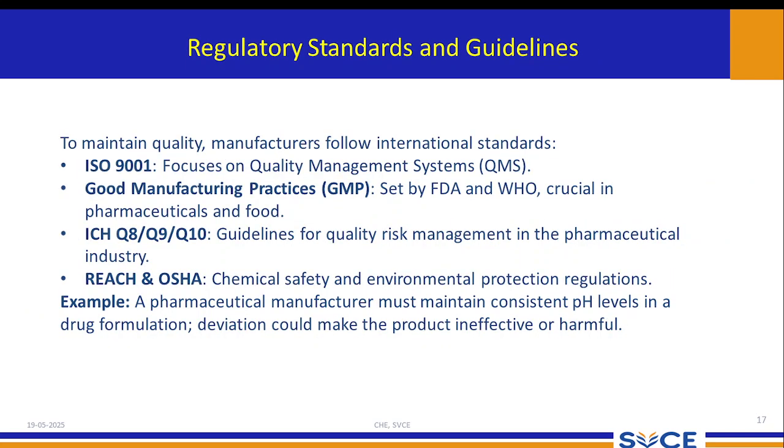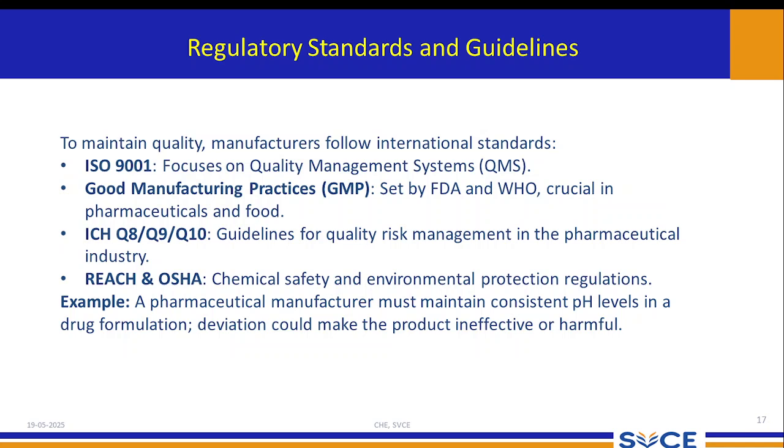To maintain quality, manufacturers follow international standards. ISO 9001 focuses on quality management systems. Good manufacturing practices, set by FDA and WHO (World Health Organization), are crucial in pharmaceuticals and food. ICH Q8, Q9 and Q10 are the guidelines for quality risk management in the pharmaceutical industry. During the class I didn't explain ICH Q8, Q9 and Q10 elaborately, so I'll let you know what these mean. They are guidelines for quality risk management in the pharmaceutical industry.